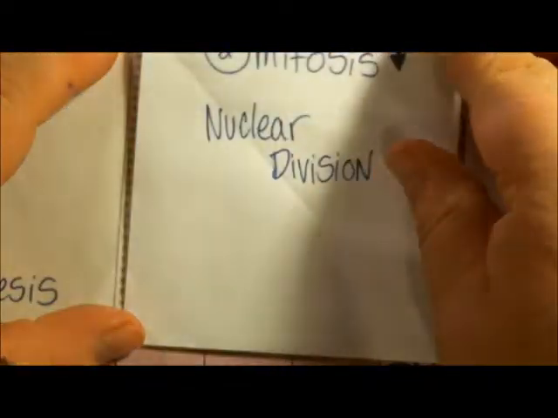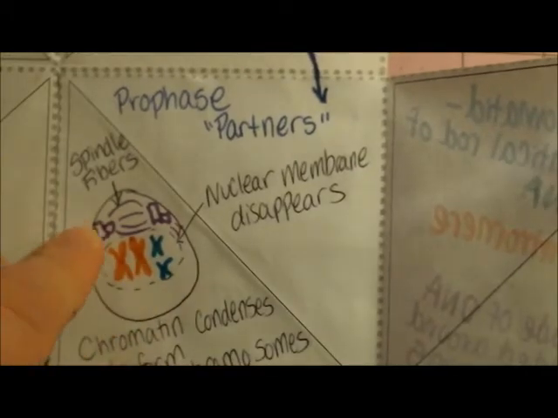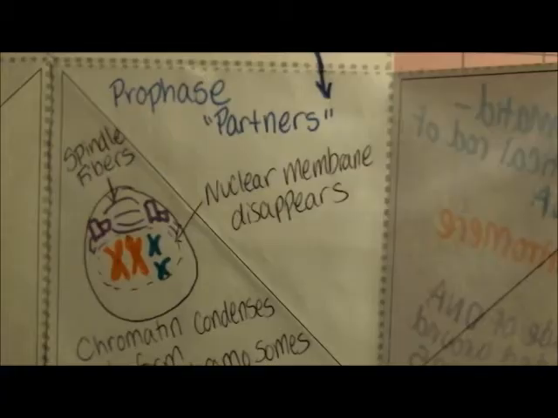So that's a little closer look at what a chromosome is. So now we can open back up our mitosis. And we've done prophase, the partner stage. So we got partner chromosomes and we got partner centrioles staying connected by spindle fibers.